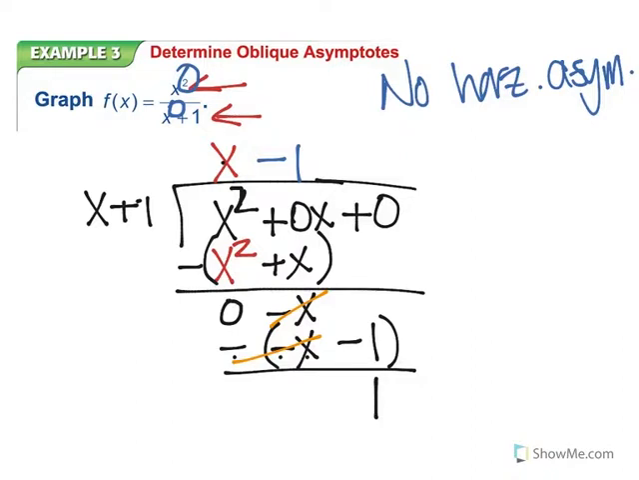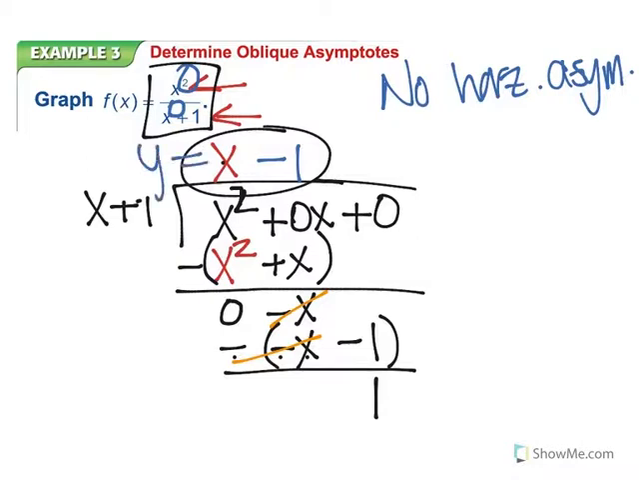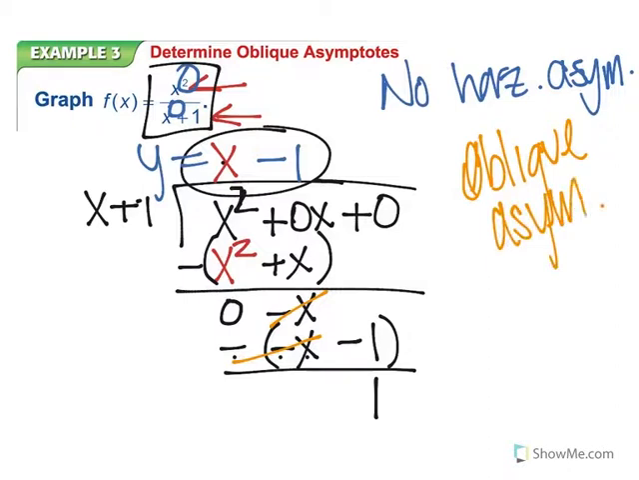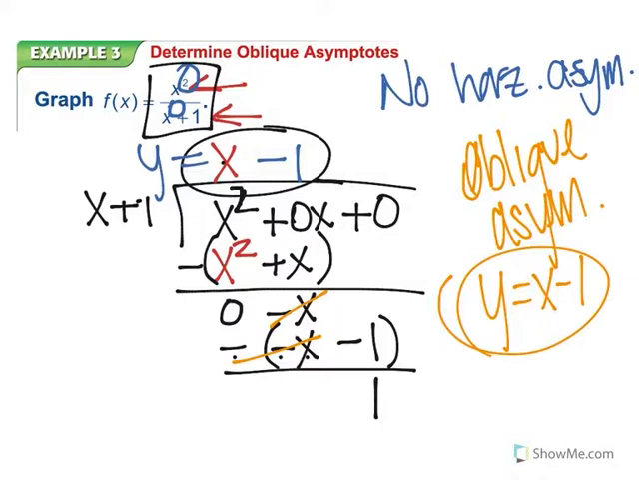Okay, so our function is still x squared over x plus 1, but this actually gives me the equation of the oblique asymptote. So up here, if you set y equals x minus 1, that's your oblique asymptote. So the oblique asymptote is y equals x minus 1. Okay? And you kind of just forget about this remainder. All you want is what this equation is.